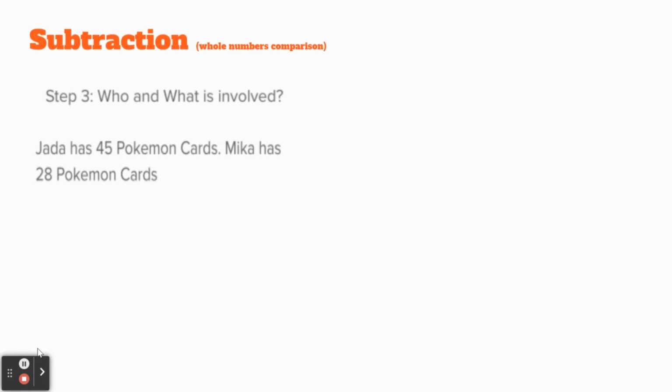It's Jada and Micah. Jada has 45 Pokemon cards. Micah has 28. Step 4, we're going to be asked to draw the unit bar. We're going to give each variable a separate unit bar in this situation because Jada has 45 of her own cards. Micah has 28.